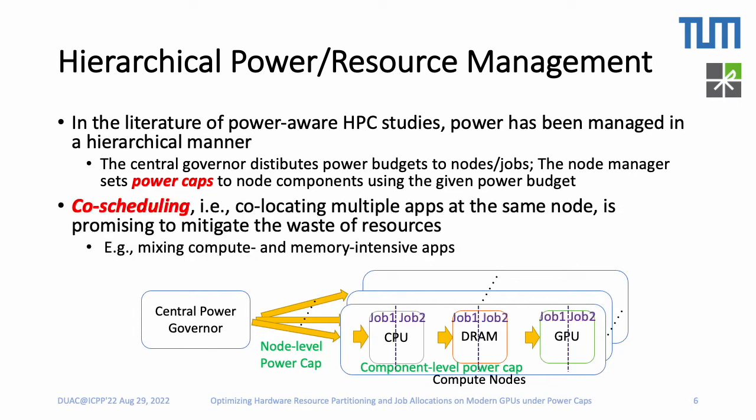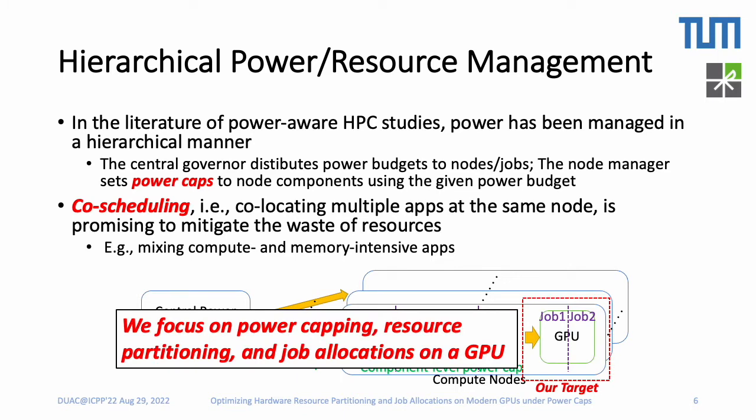At the same time, we also consider co-scheduling here. Co-scheduling means collocating multiple applications at the same node. That is a kind of promising approach to mitigate the waste of resources. For instance, memory-intensive applications usually don't fully utilize compute resources. Mixing compute and memory-intensive applications and collocating them makes sense to maximize resource usage. In particular, we focus on the GPU resource partitioning and power capping in this study.